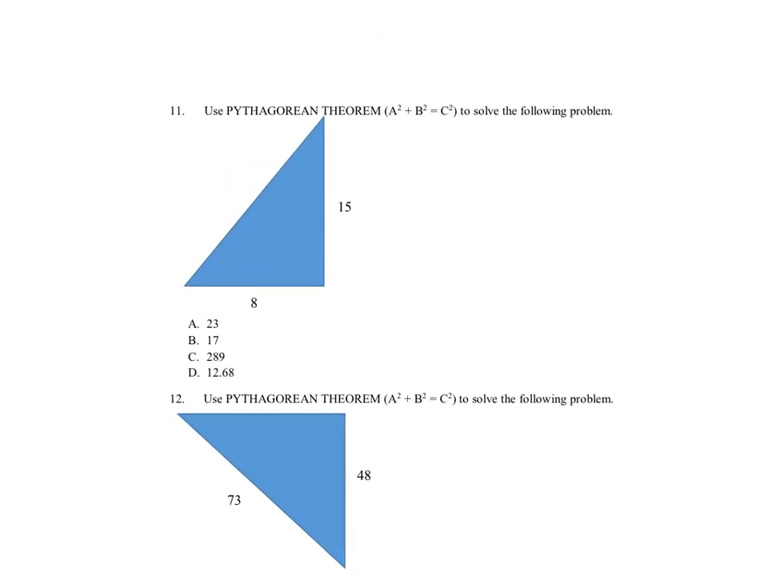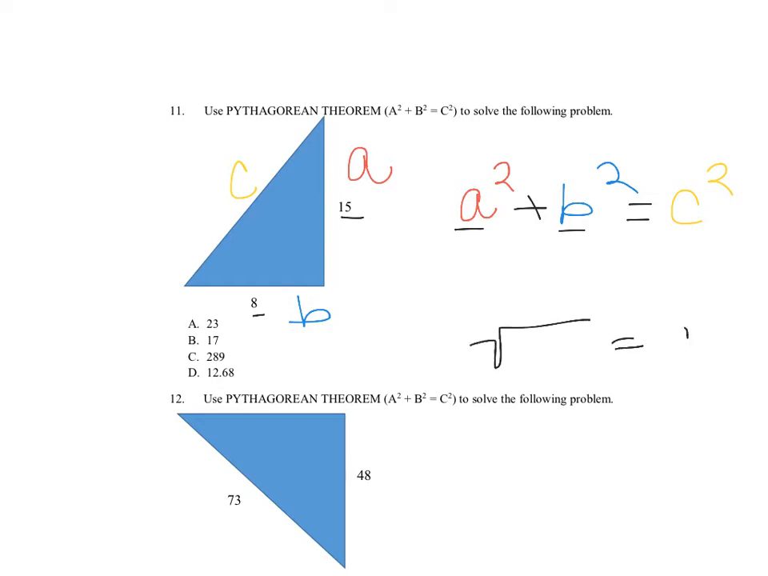On number 11, we have A, we have B, but we don't have C, so we get to just add, and that's the easiest way to do it. A squared plus B squared equals C squared. So you get to just add these two together, plug 15 in for A, 8 for B, so 15 squared plus 8 squared equals C squared. And remember, your last step is going to be to find the square root.